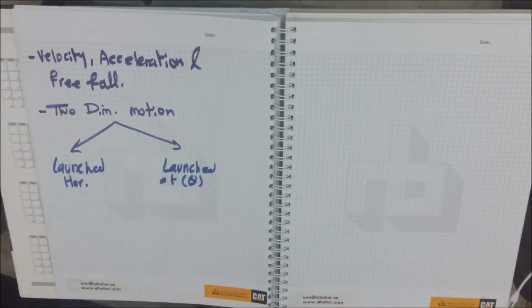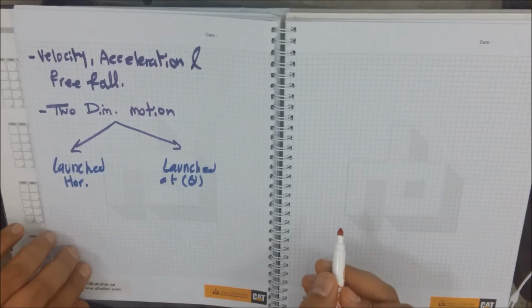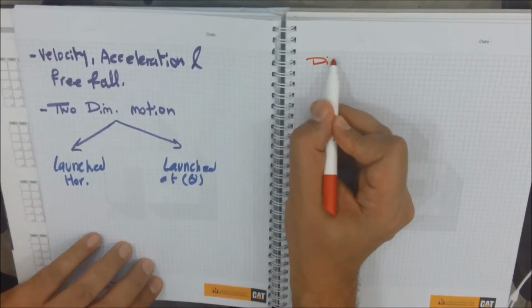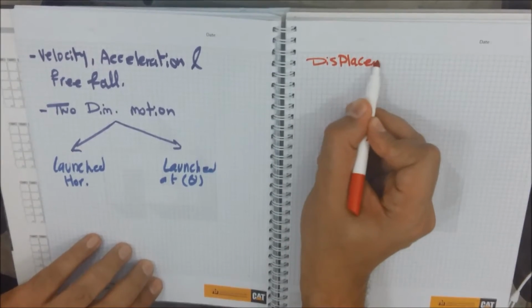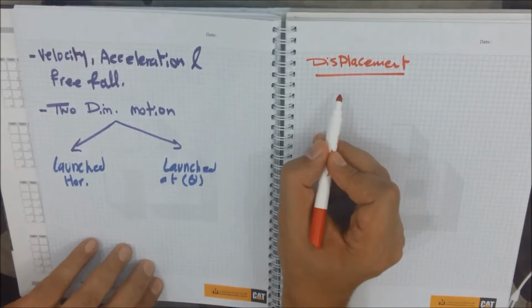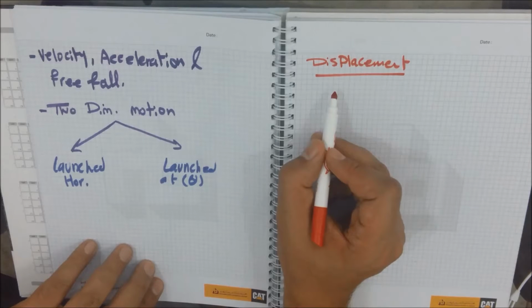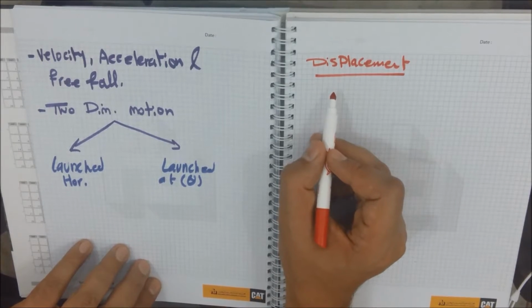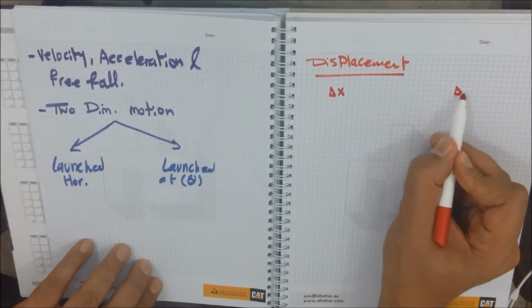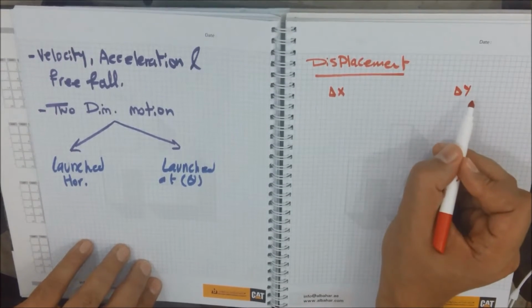So those are the first two objectives, but before starting our objectives, we need to revise some important rules in mechanics. We will start with displacement. Displacement basically is a vector quantity that identifies the change of the location of the object, and the change of the location would be delta x or delta y. It depends on the dimension that you are moving on.